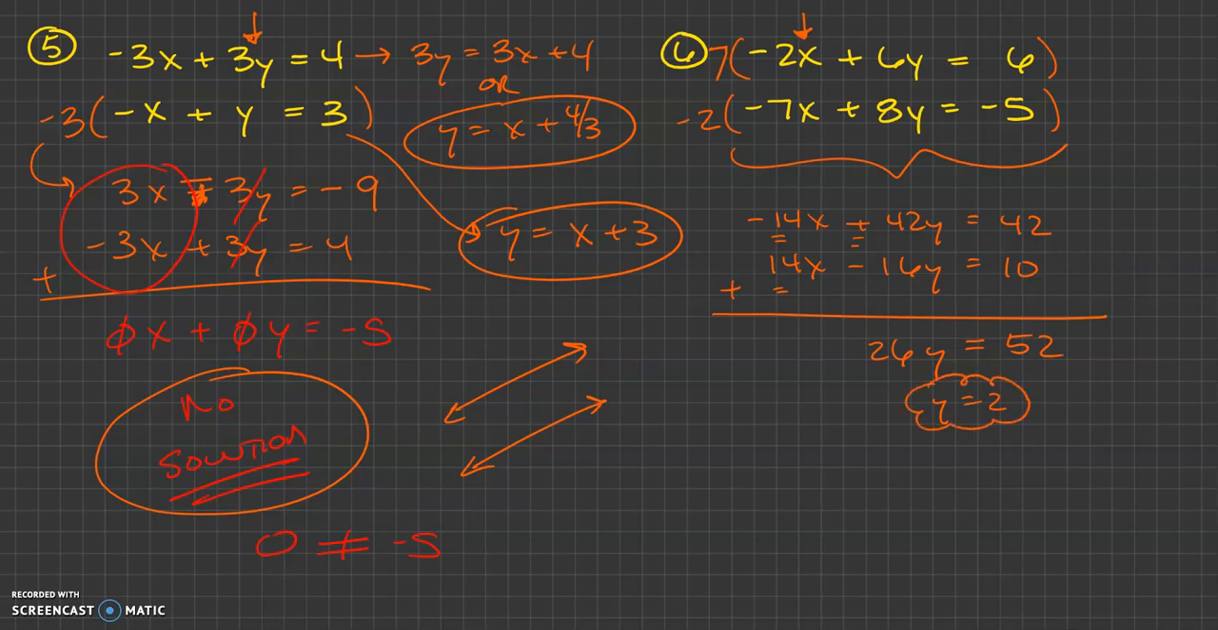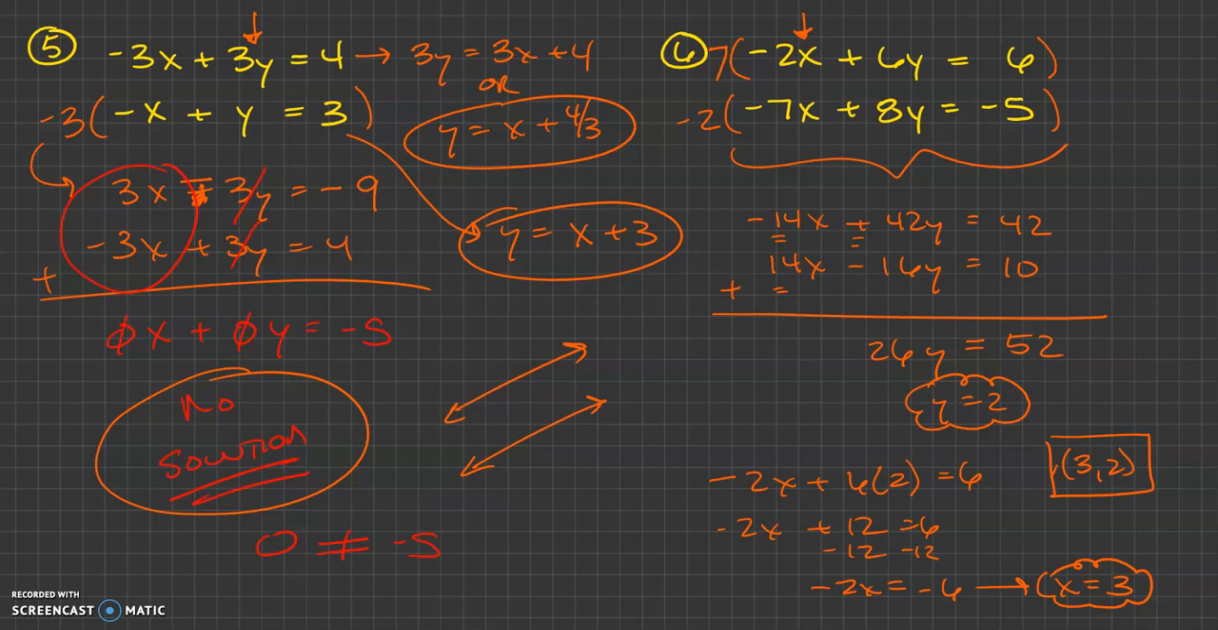Okay, so let's plug it into one of these equations. How about the top one? -2x plus 6 times 2 equals 6. That's going to be -2x plus 12 equals 6. I'm going to subtract 12 from both sides and get -2x equals -6, or x is equal to 3. So the solution to this one would be 3 and 2.